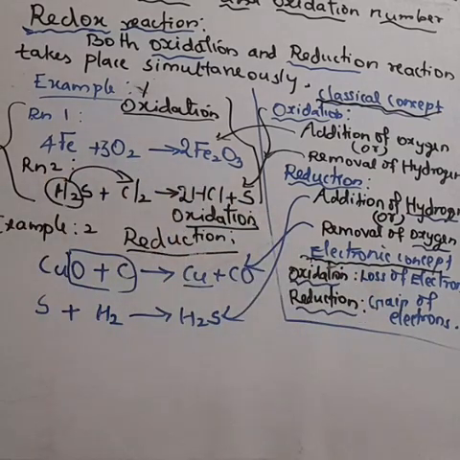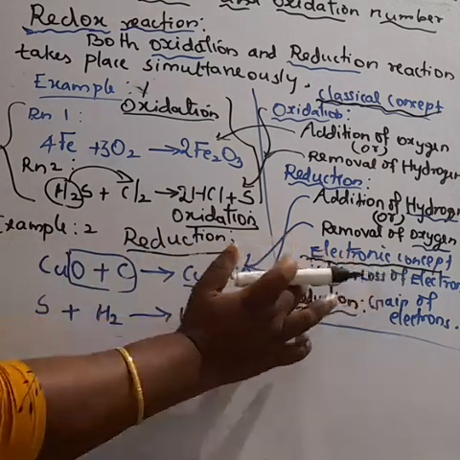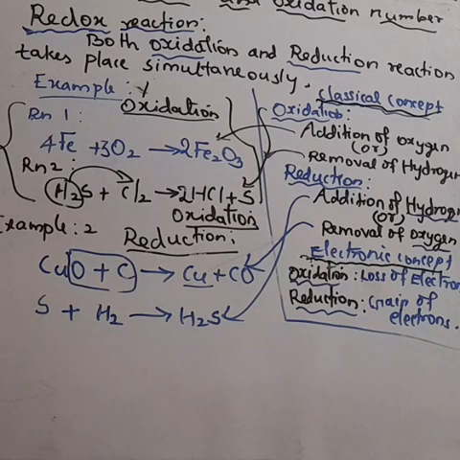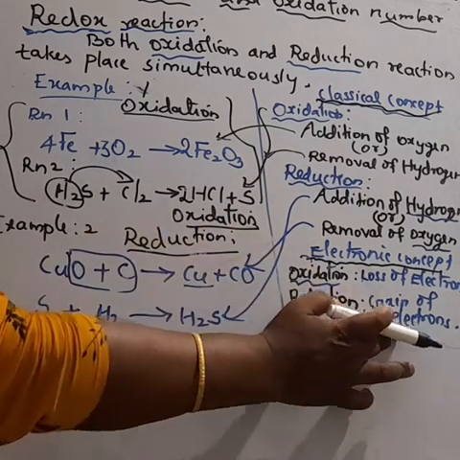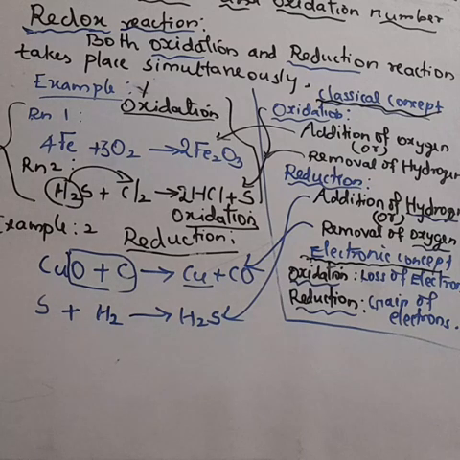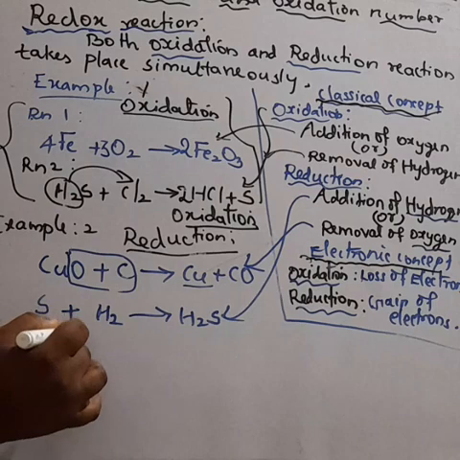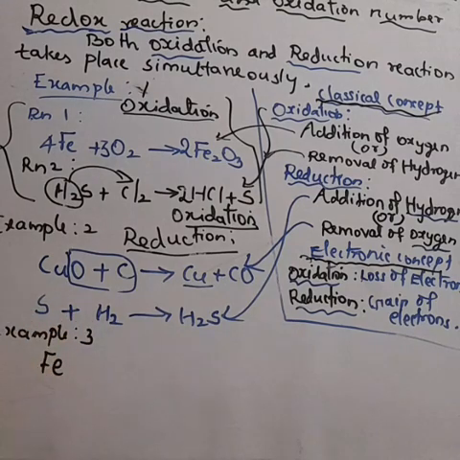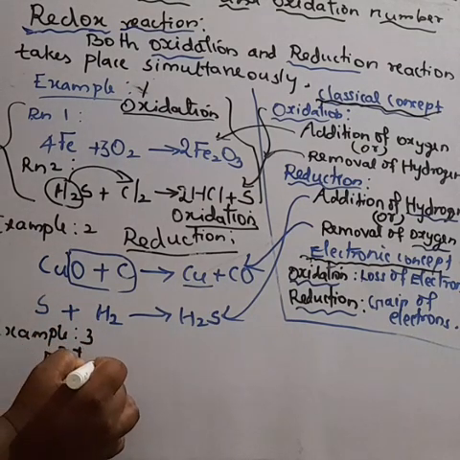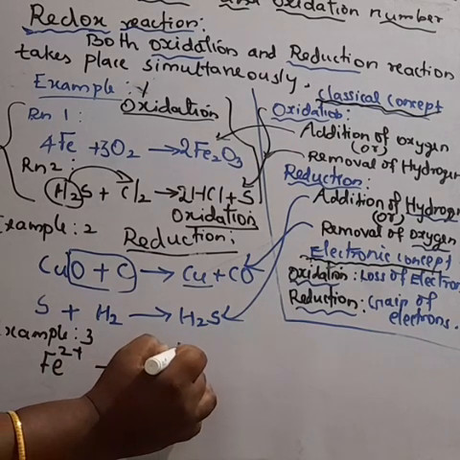Okay, so another definition, already I told you, according to the electronic concept of oxidation and reduction. What do you mean by oxidation? Loss of electrons means oxidation. What do you mean by reduction? Gain of electrons means reduction. Understand? I will explain one example. For example, Fe2+ is converted to Fe3+ plus e-. Okay, Fe2+ gives Fe3+ plus e-.